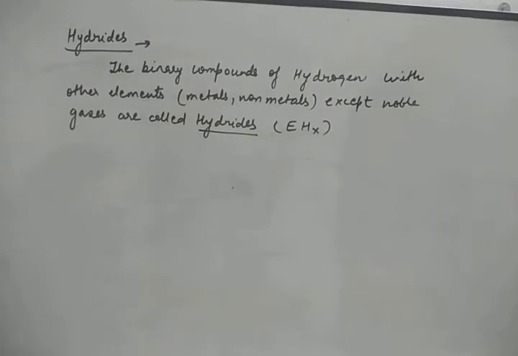Now let's begin with the next part of the chapter, that is hydrides. Now what are hydrides? These are the binary compounds of hydrogen with other elements. Metals can be there, non-metals can be there, except noble gases. So these are known as hydrides.